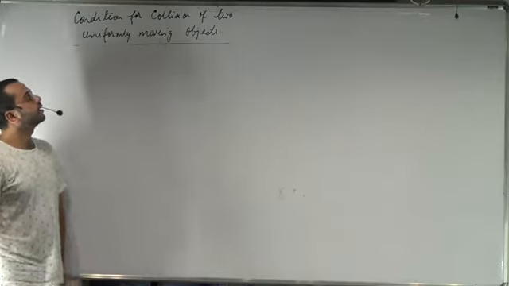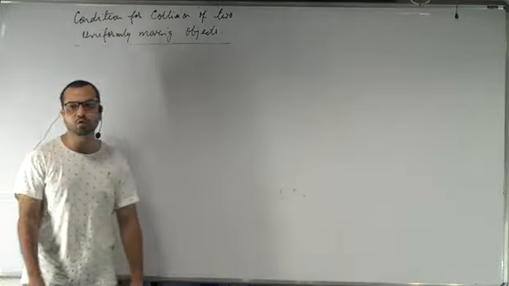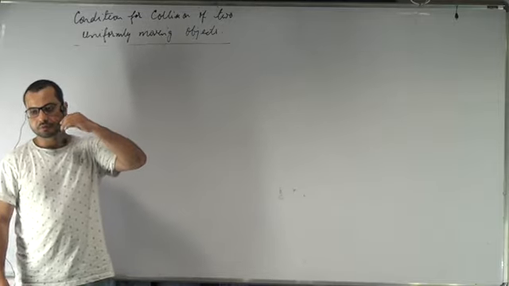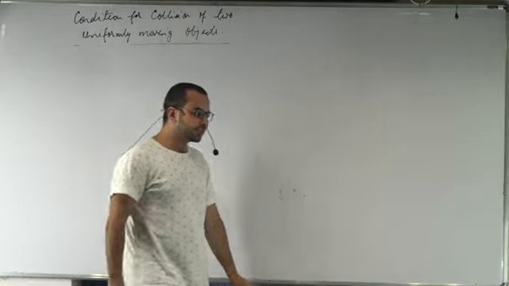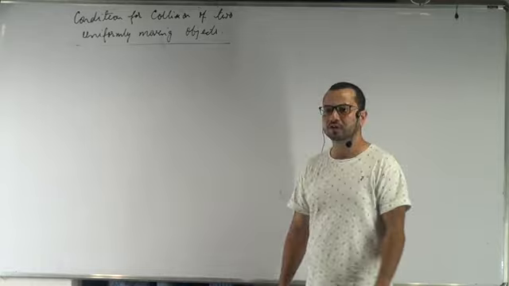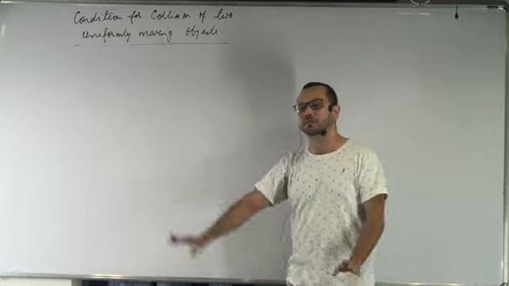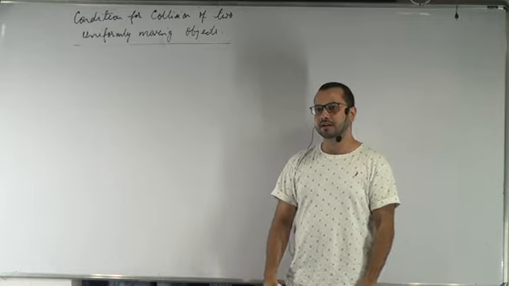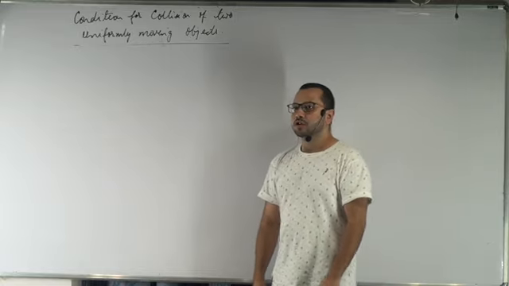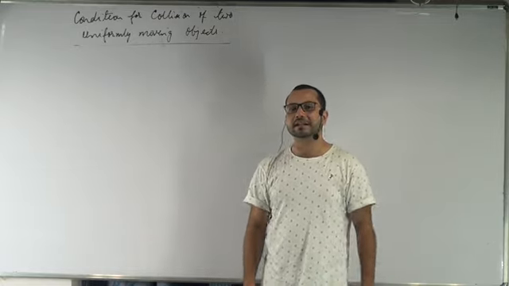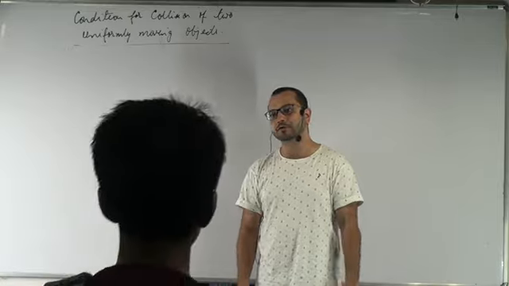Next topic: condition for collision of two uniformly moving objects. Alright guys, listen up. Two objects are moving, they can move in 2 dimensions or 3 dimensions, but the condition is they are moving uniformly. Uniformly matlab they are not accelerated. So what is the condition that they are going to collide? That's what we are going to see.